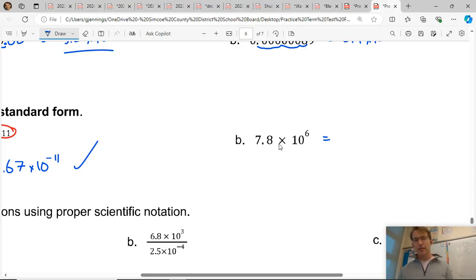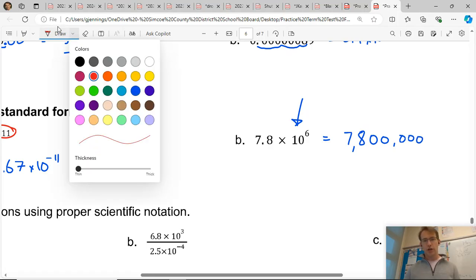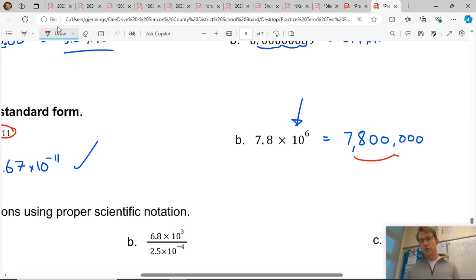All right, and this is 7, 8, and then count 6 moves. Or you can just recognize that this is the number 1 million, so this will be 7,800,000. And then you could check your work with your checking your work pen. 1, 2, 3, 4, 5, 6. That's 6 moves. We were asked for 6 moves, so hooray, circle it, final answer.